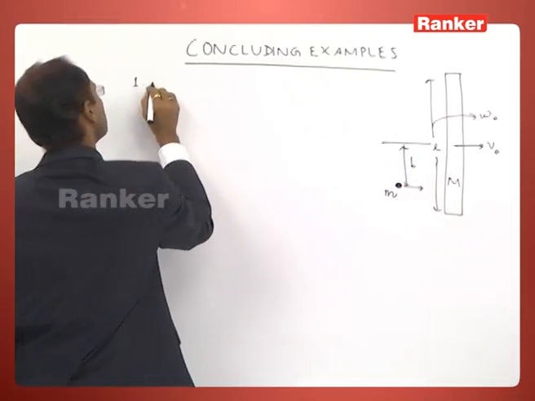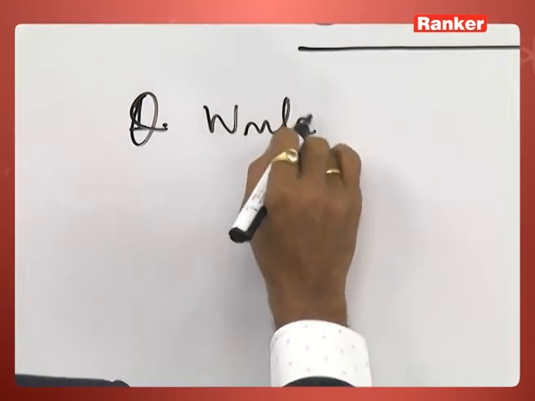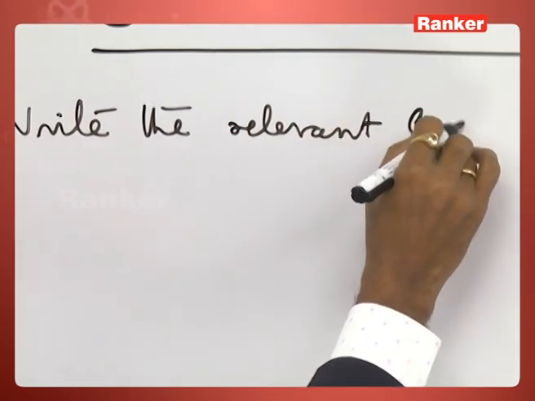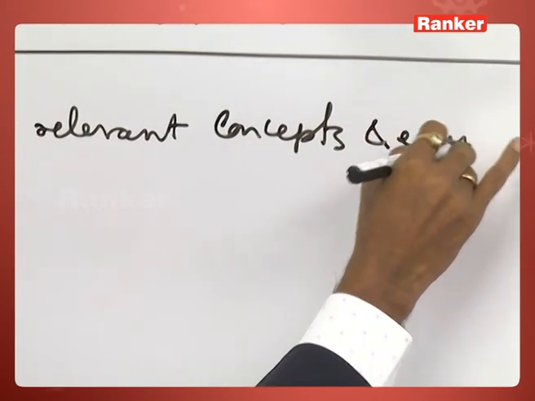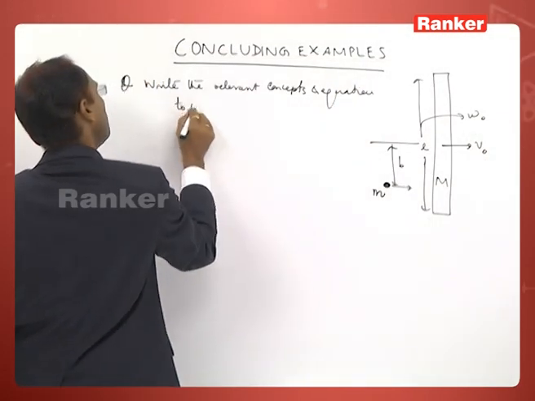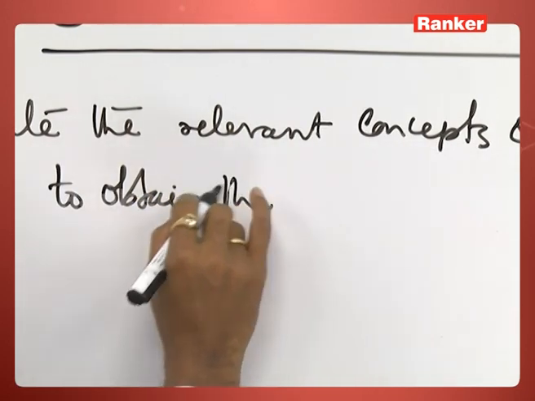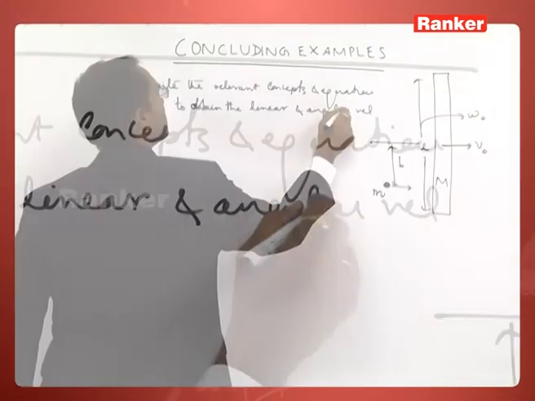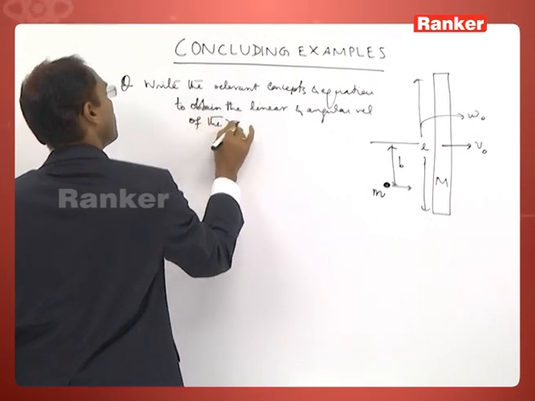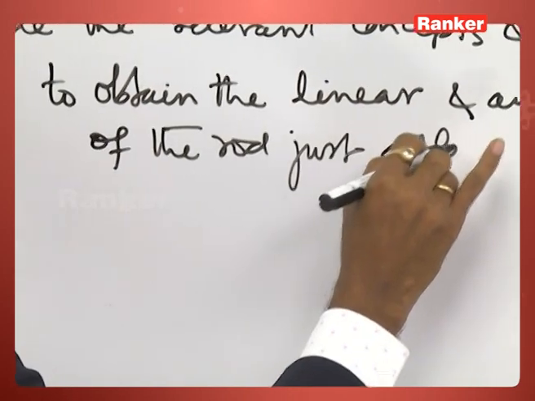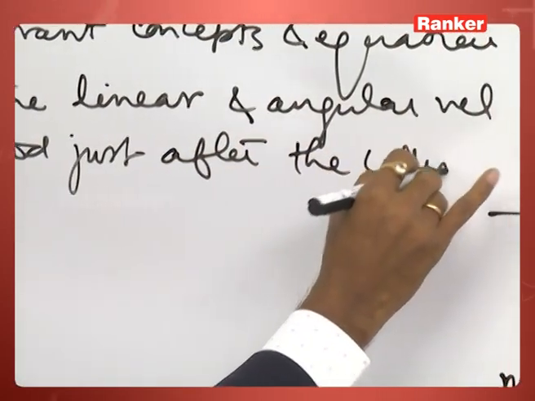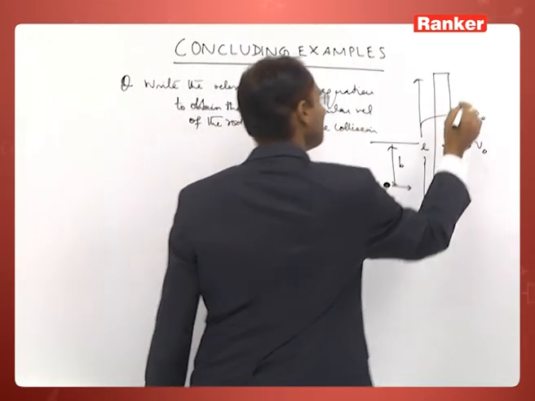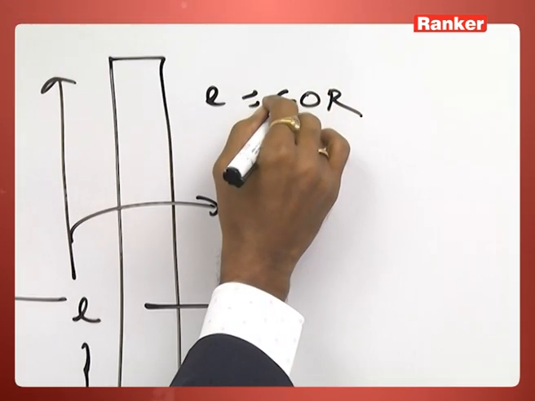The question is, write the relevant concepts and equations to obtain the linear and angular velocity of the rod just after the collision by taking necessary assumptions. E is the coefficient of restitution.